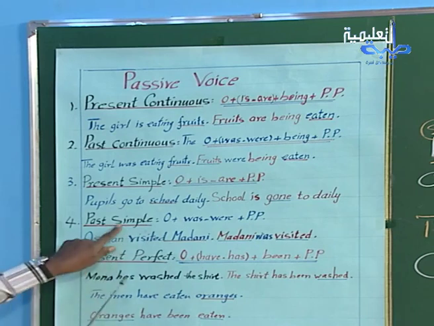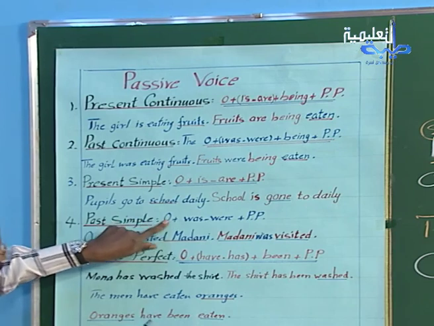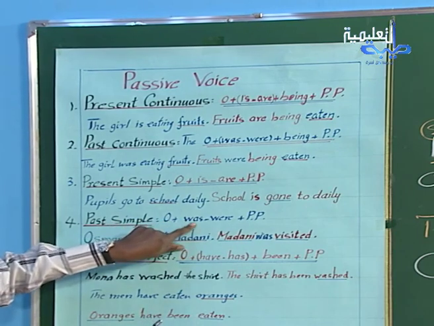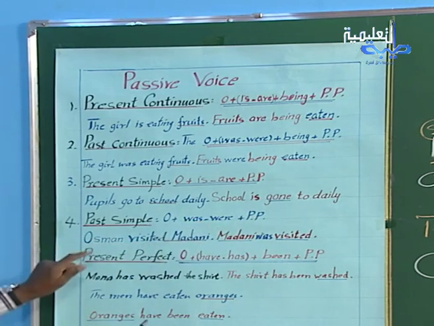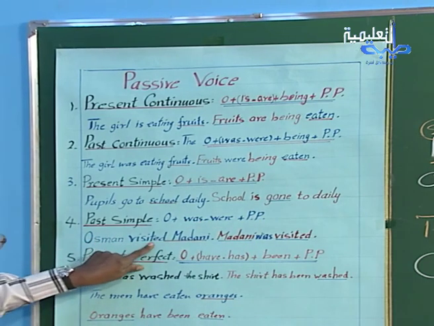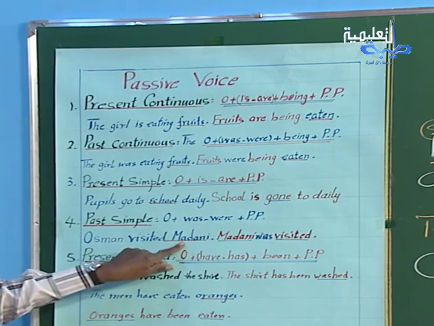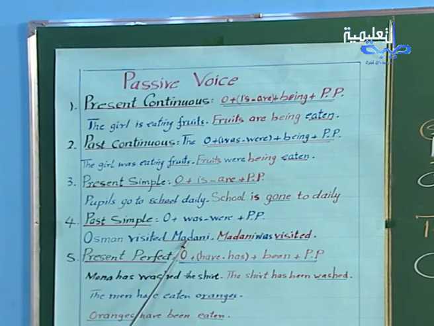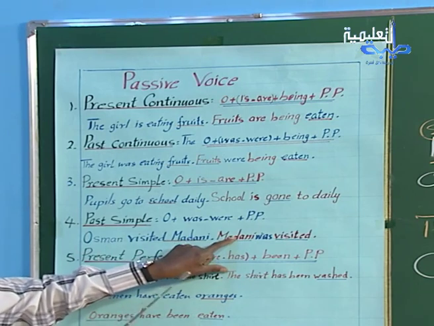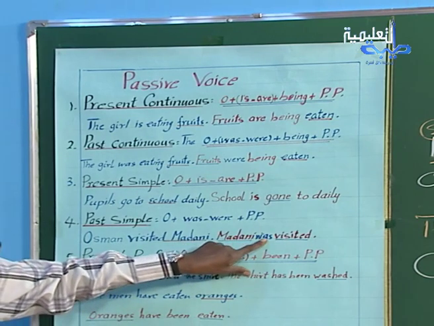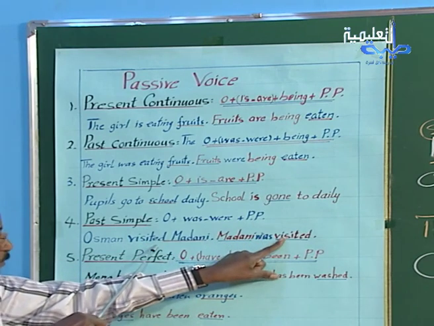For the past simple, you see, the rule is object plus was or were plus past participle. For example, Usman visited Madani. The object is Madani. So we started with the object Madani. Because it's singular we say was, and the past participle of visited is visited itself.